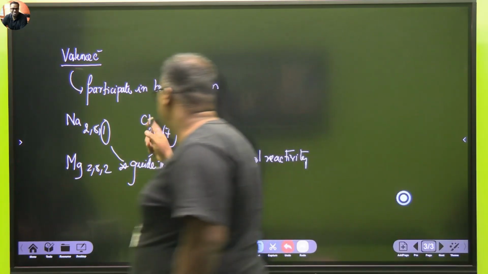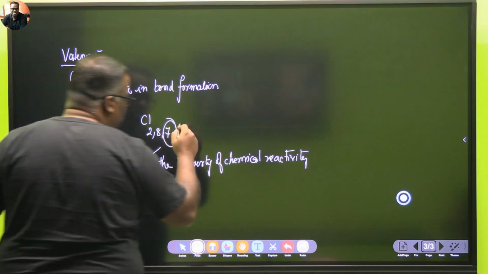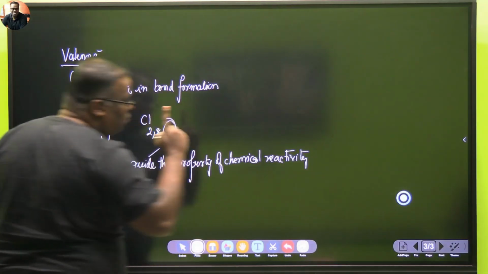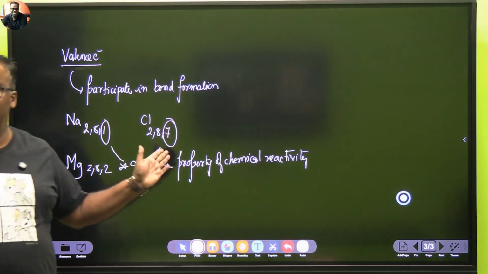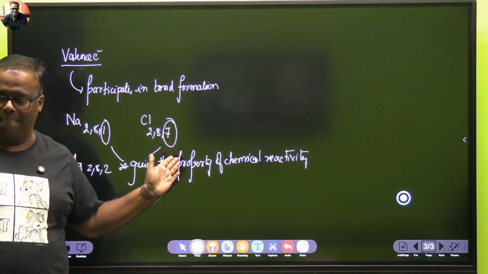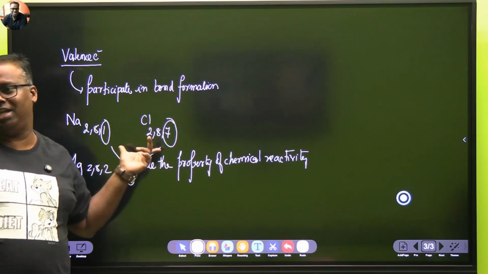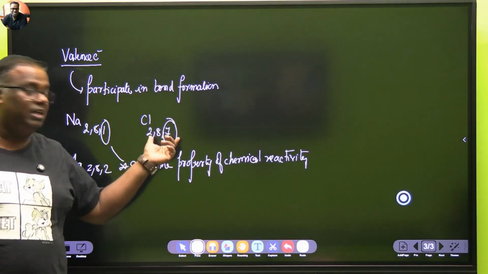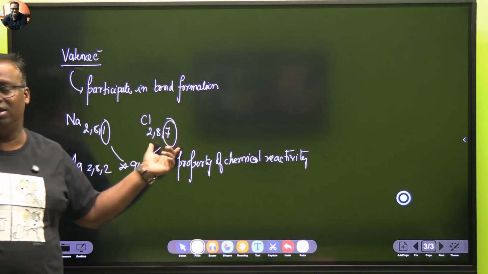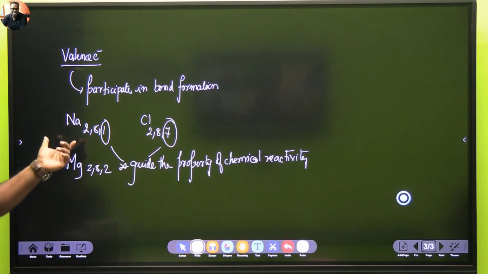And now if I look at chlorine, just look at chlorine. Chlorine also has 7 electrons, which means it needs 1 more electron. So chlorine is equally going to be reactive. But there is a difference in the reactivity of both. While this is thirsty to have 1 electron, this is very desperate to lose 1 electron.